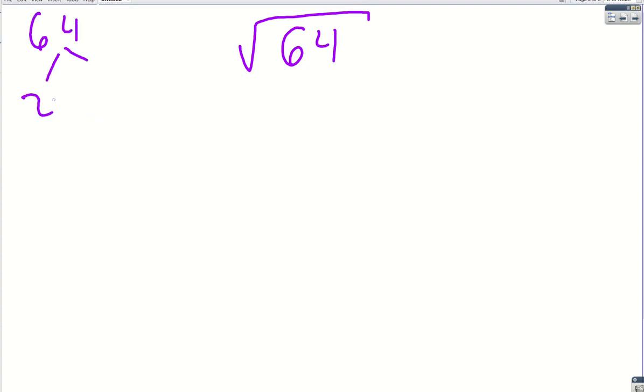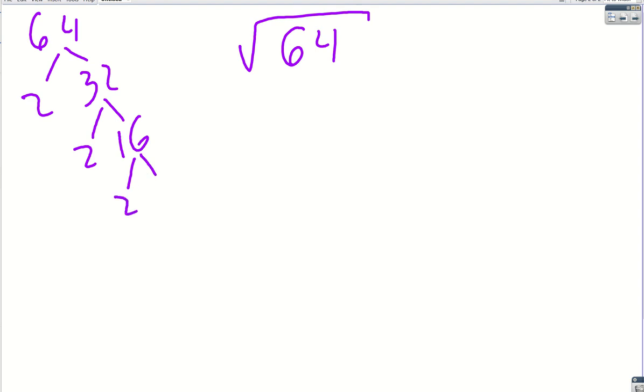So let's look at another example. Let's say I have the square root of 64. To split that up, I'm going to take 64 over here and divide it by 2. And then I get 32. Then I'm going to divide that by 2. And then I get 2 and 16, because 2 times 16 gets me back to 32. 32 and 2 gets me back to 64. So 2 times 2 times 16 is 64.